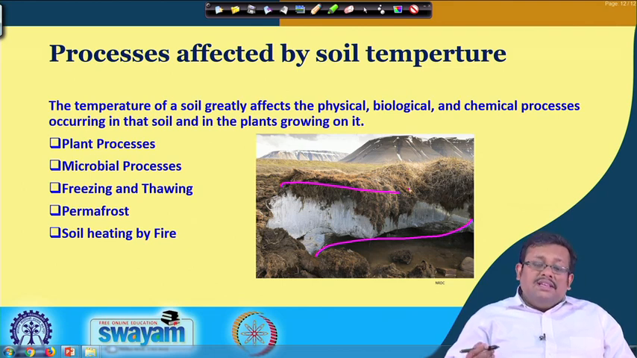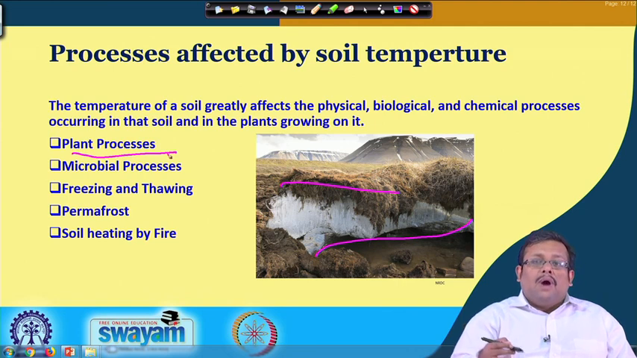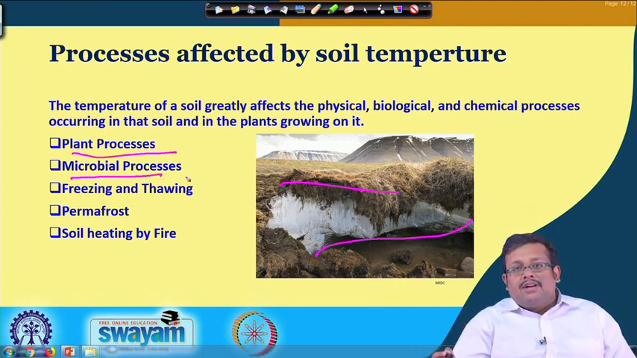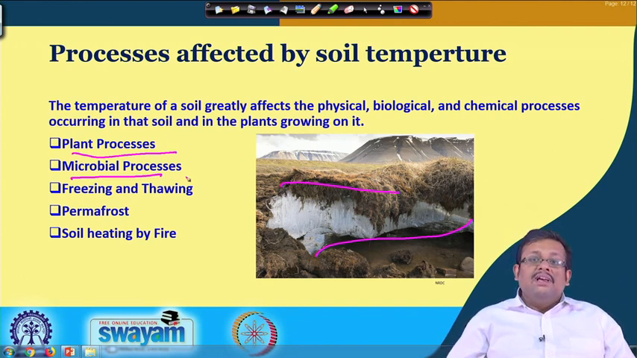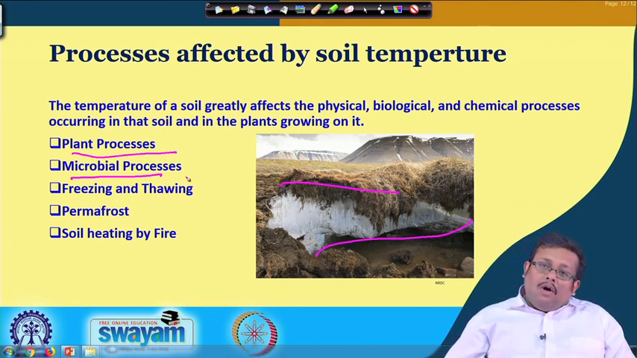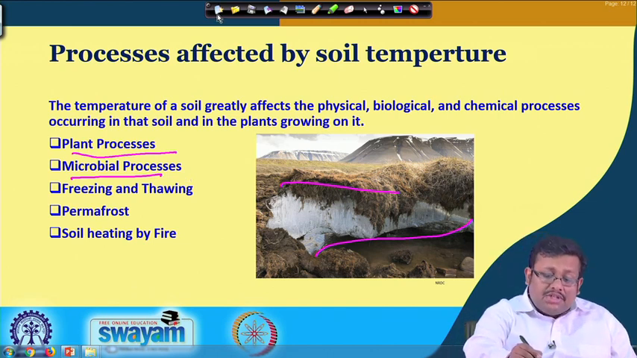So again, different plant processes, like nutrient and water uptake by plants, and microbial processes. You will see that different types of microorganisms are present in different conditions. In a compost pit, there will be specific types of microorganisms, because they can withstand a specific range of temperature. So, all these processes are very important from the soil as well as plant growth point of view, and these are all governed by the soil temperature or the variation in soil temperature.